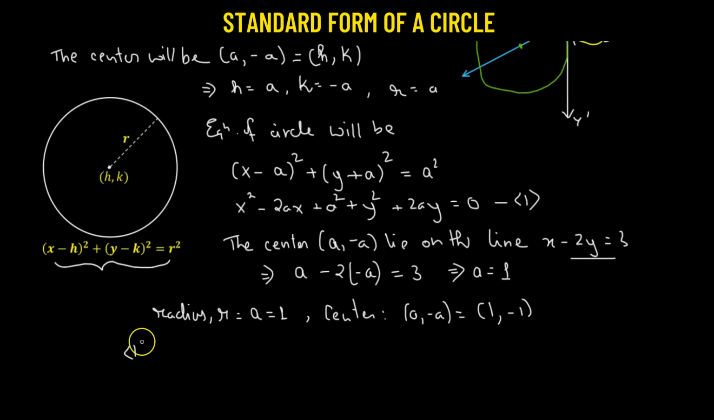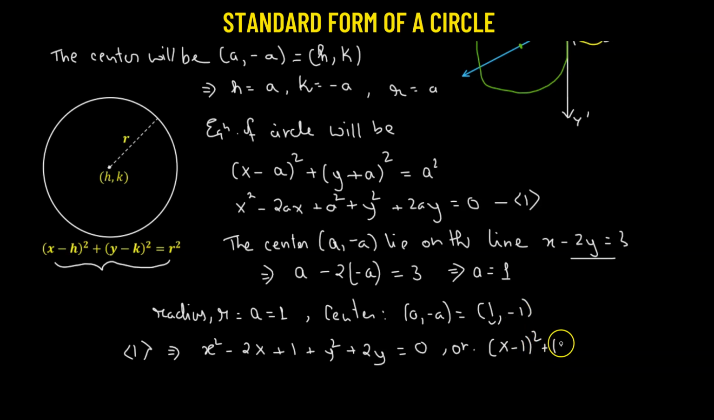Now we can replace the value of a with 1 in equation number 1. So equation 1 now becomes x squared - 2x + 1 + y squared + 2y = 0. So this is going to be the equation of the yellow circle. Or if we want, we can express it in the standard form, which is (x - 1) whole squared plus (y + 1) whole squared, and this will equal the square of the radius, which came out to be 1.